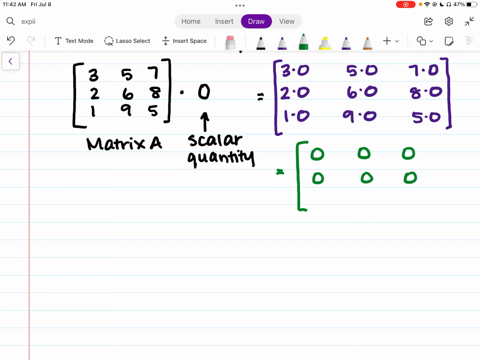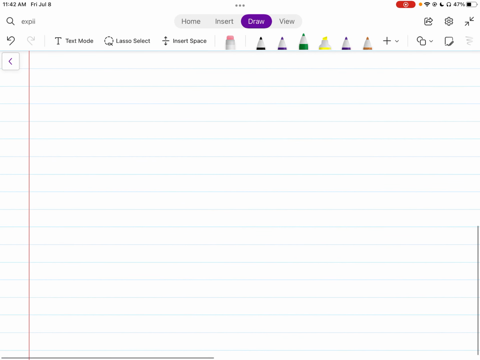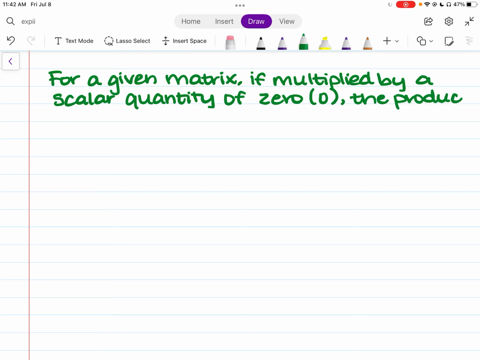And so that is the multiplicative property of 0 for matrices, essentially telling you that for any given matrix, if multiplied by a scalar quantity of 0, the product, which is just when you multiply two things together, will always be a 0 matrix. And this applies to matrices of any size.